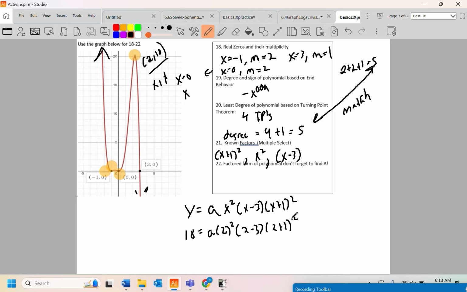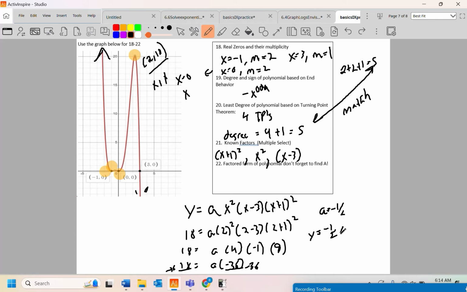Like this guy is 3, and 3 squared is 9, right? 2 minus 3 is -1. Awesome. 2 squared is 4. Still equal to an 18. 4 times negative 1 is negative 4 times 9 is negative 36. This is not complex. We divide both sides by a negative 36, and then we reduce. And we get that a is negative 1/2. So my full equation is y equals negative 1/2 of x squared. Don't need that parentheses there. X minus 3, and then x plus 1 quantity squared.